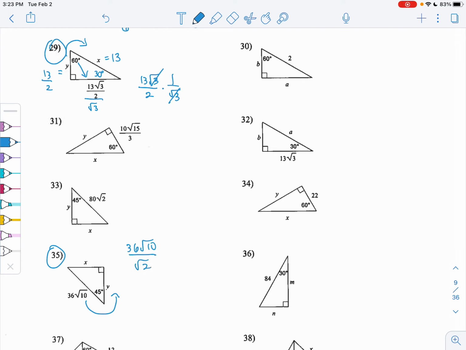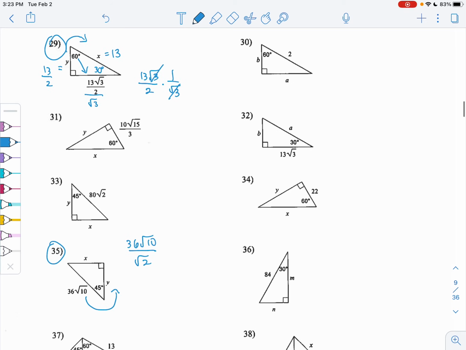We can do this one of two ways. We can put the radical 10 over the radical 2 underneath one radical and simplify. So I'll do way one. The first way is to put them underneath the same radical, and we get 36 rad 5. 10 divided by 2 is 5.